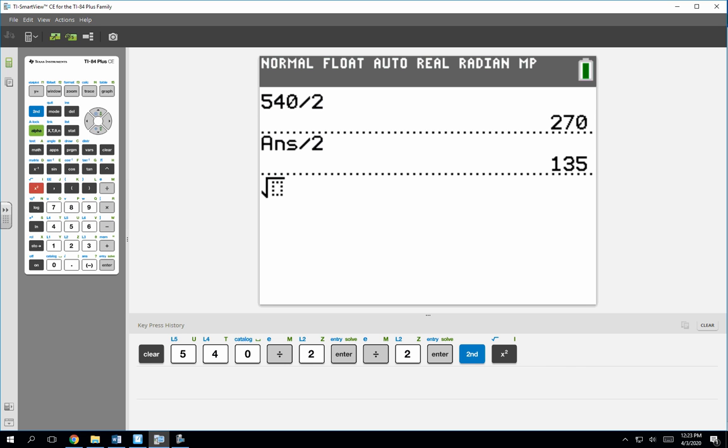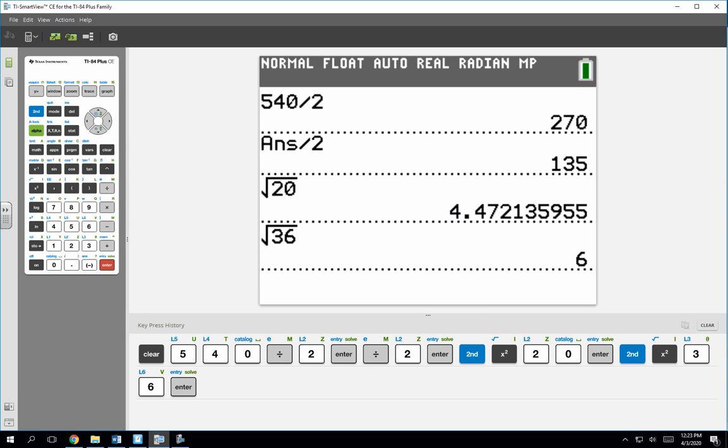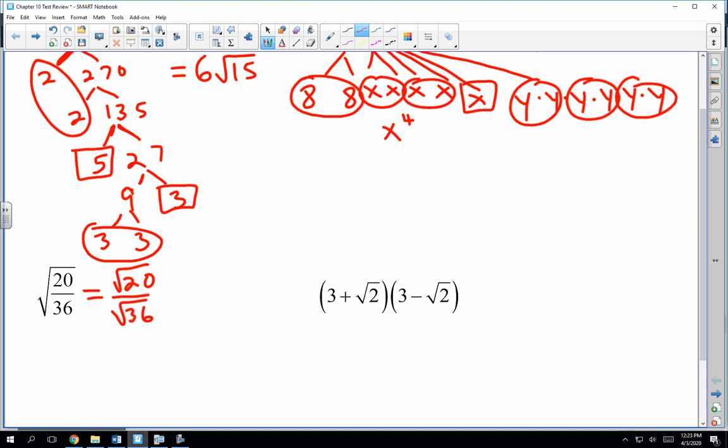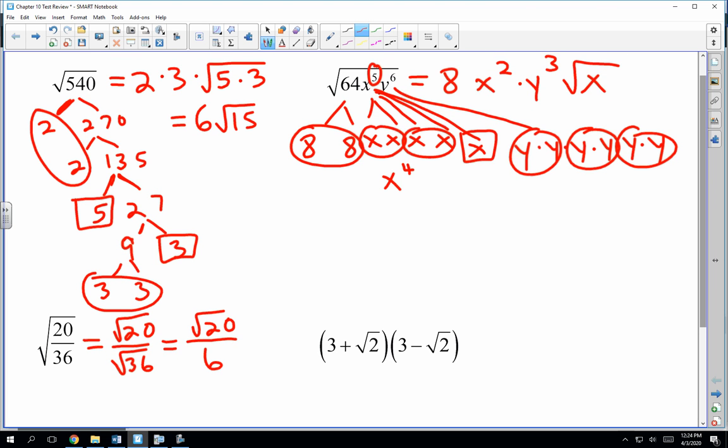But you're going to type in 20, hit enter, you get a decimal value. That means 20 is not a perfect square. You probably already knew that, but let's just check square root of 36. That is a whole number, so square root of 36 is 6. So we can go back. We can rewrite this as square root of 20 over 6. Now square root of 20 can be simplified further. It falls into the category of the very first problem we did up here with that square root of 540.